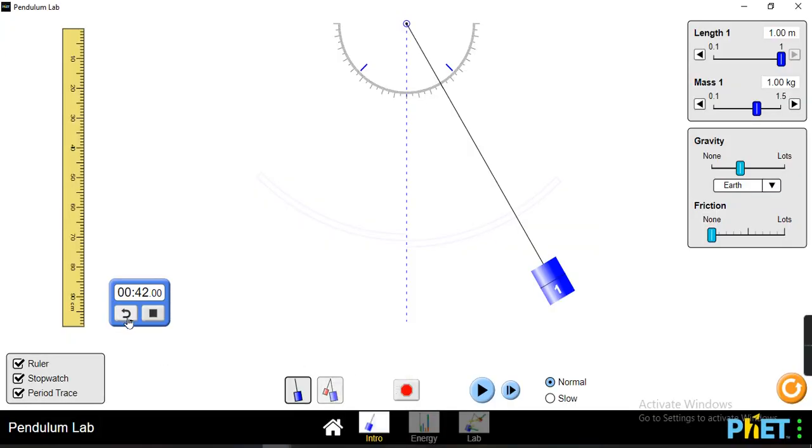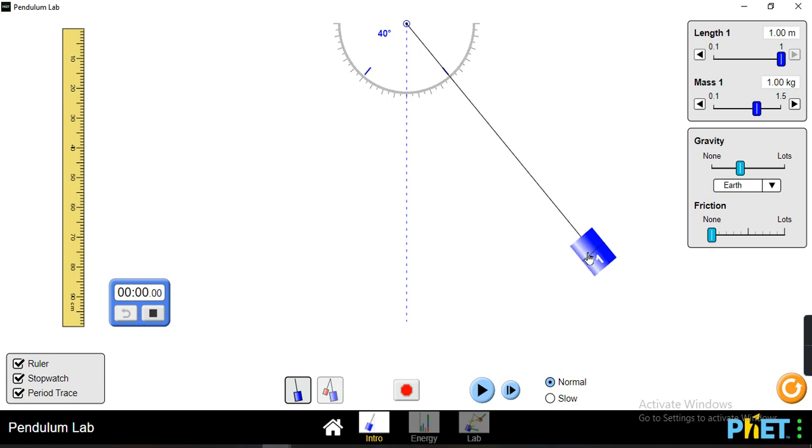So I'll click this one to reset my stopwatch to 0. Displace this to angle 45. I would have used 25 or so, but all right, 45. Are we ready for the second one?